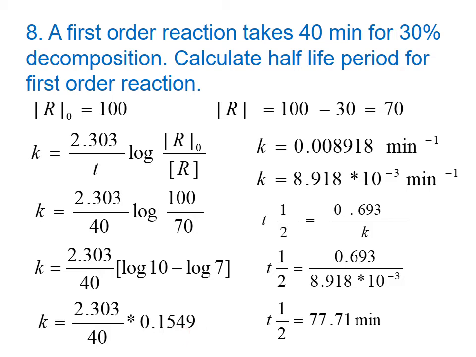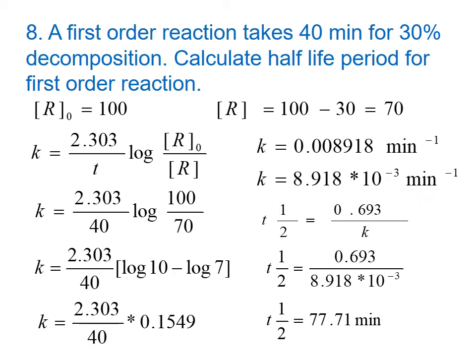You can use logarithm table for getting this value. Then 2.303 by 40 into 0.1549 is equal to 0.008918 per minute. Why is the unit in minute? Because time is given in minute. So the unit of rate constant is also per minute. And K equal to 8.918 into 10 raised to minus 3 per minute.